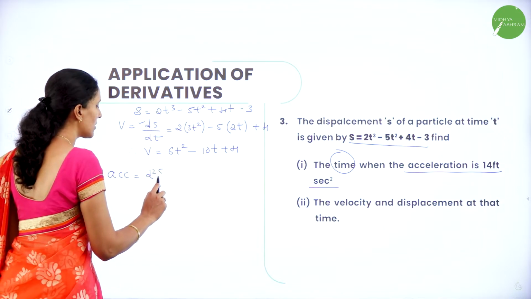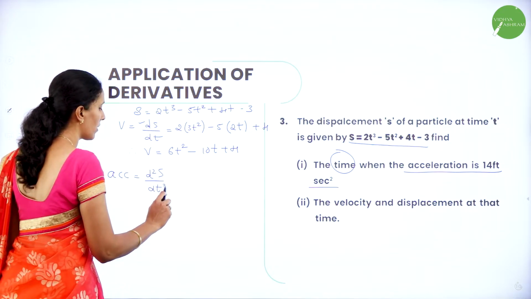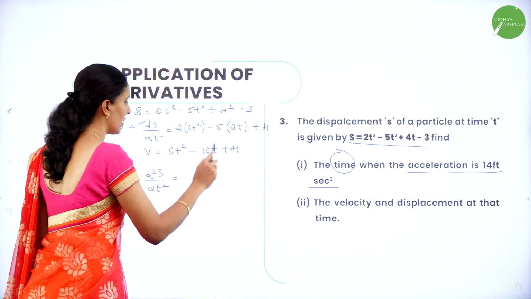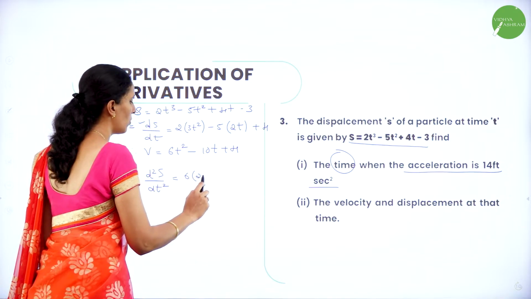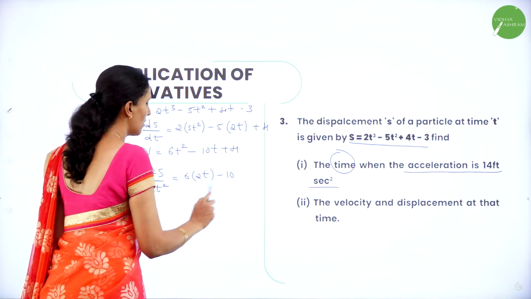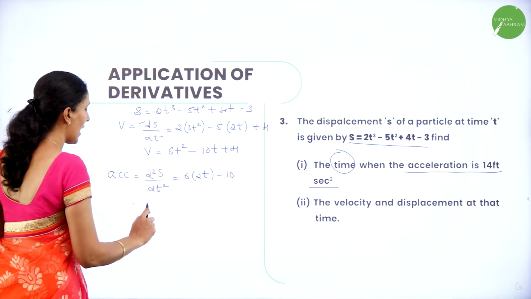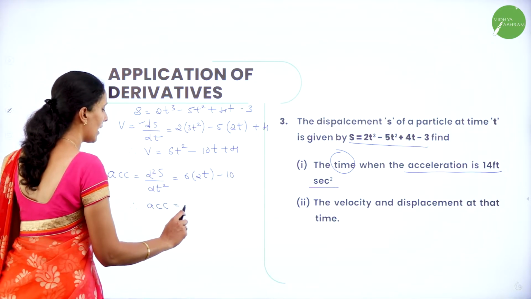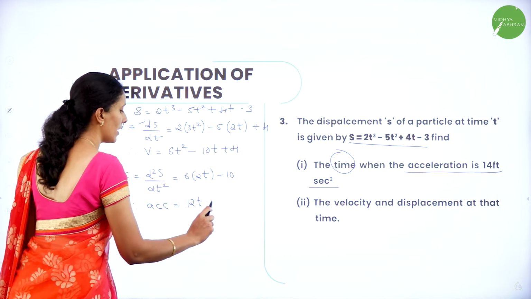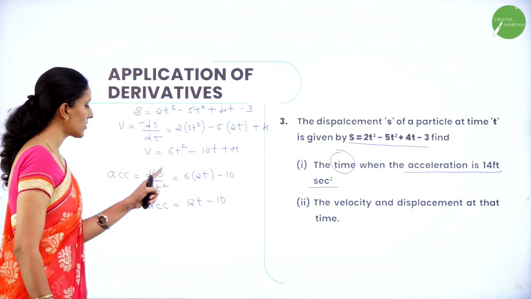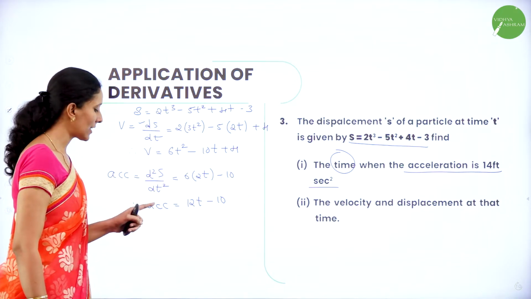Acceleration is d square s by dt square. So let us differentiate this again: 6 into 2t minus 10. So therefore, acceleration you will get as 12t minus 10, because d square s by dt square is nothing but acceleration.